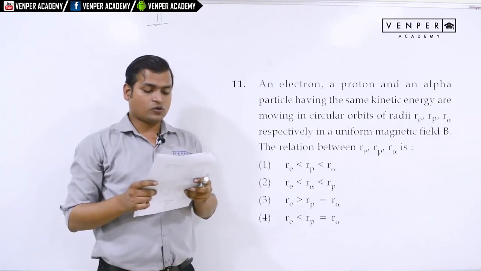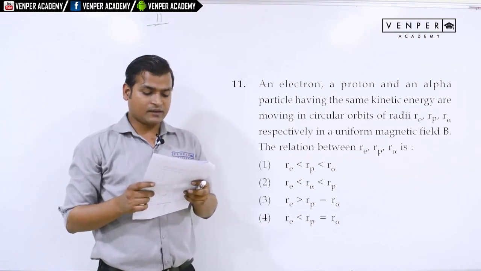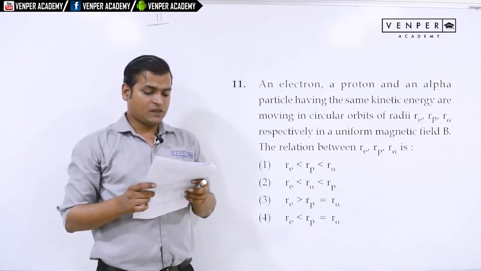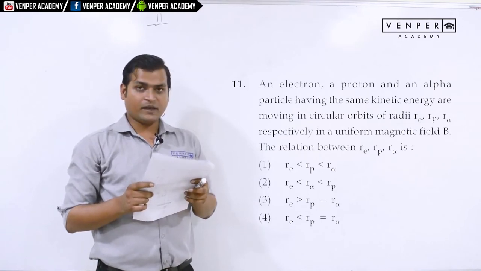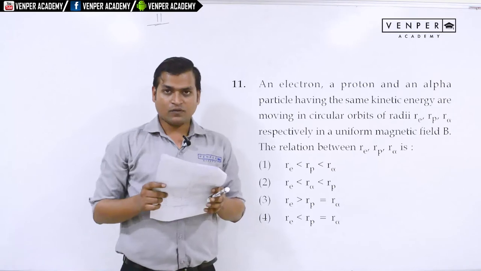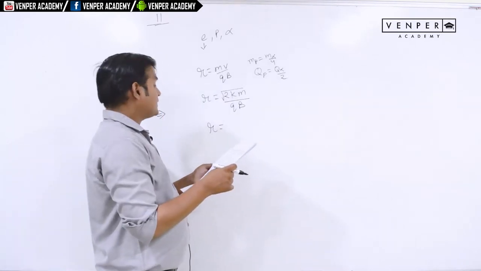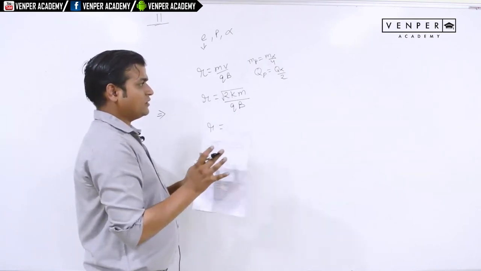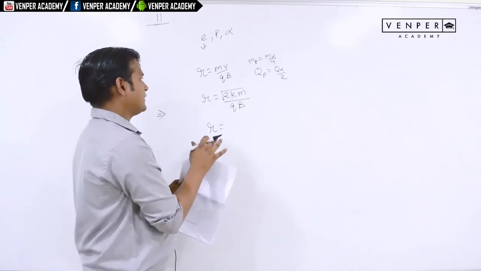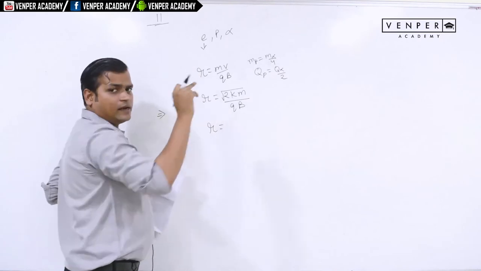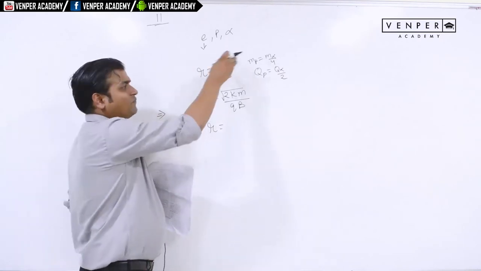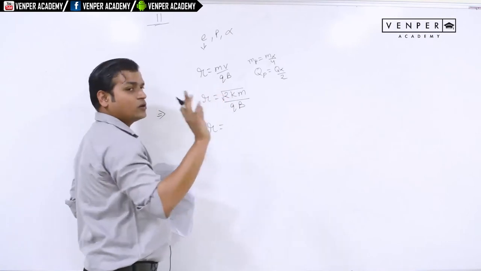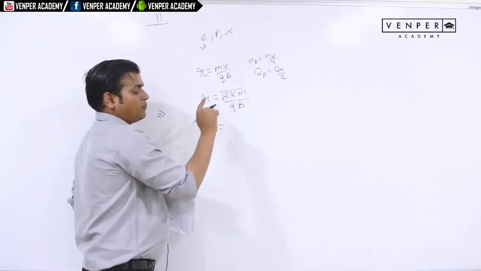An electron, a proton and an alpha particle having the same kinetic energy are moving in circular orbits of radii Re, Rp, R alpha respectively in a uniform magnetic field B. The relation between Re, Rp, R alpha is. Okay, in this question, they are saying that an electron, a proton and an alpha particle are moving in a circular orbit in a magnetic field region, and they have the same kinetic energy, clear? So we know that radius R is equal to mv upon qB, and mv is momentum, and momentum can be written in terms of kinetic energy k as root under 2km, so R is equal to root under 2km upon qB.